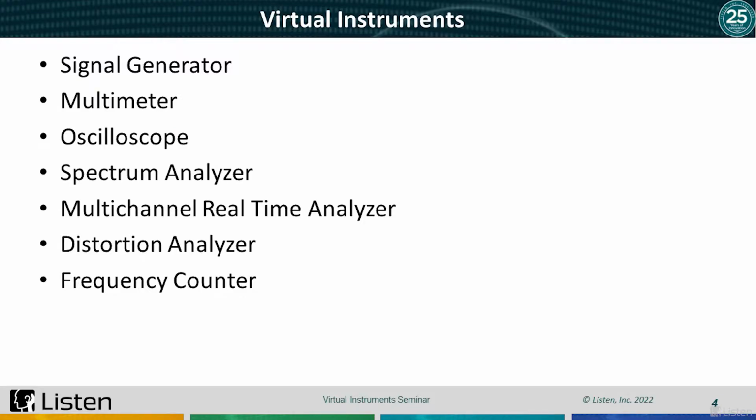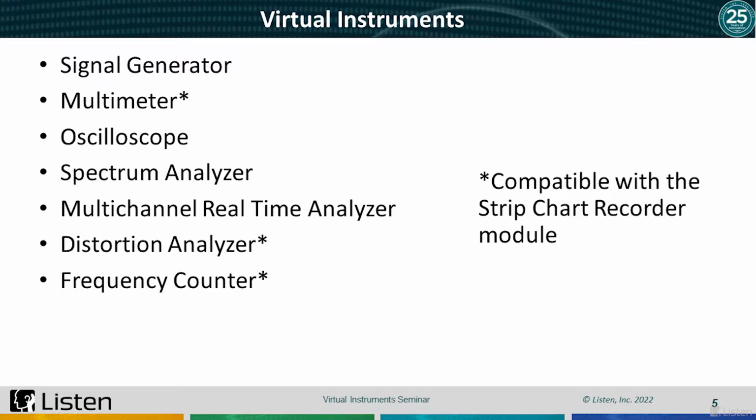SoundCheck's virtual instruments, or VIs, are software-based versions of their hardware counterparts and have been an integral part of SoundCheck since 1997. They can be used as standalone instruments for quick measurements or incorporated into a test sequence. Virtual instruments are accessed from SoundCheck's Instruments menu and include a signal generator, multimeter, oscilloscope, spectrum analyzer, multi-channel RealTime analyzer, distortion analyzer, and frequency counter.